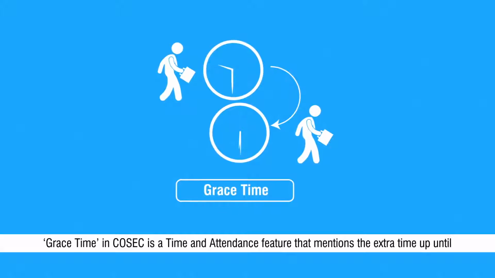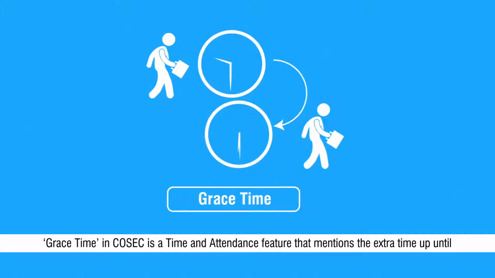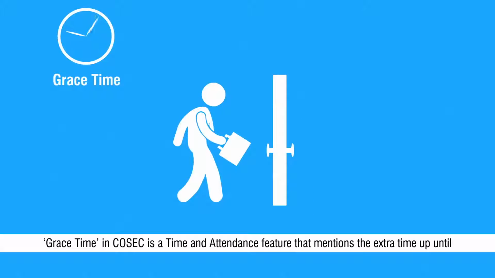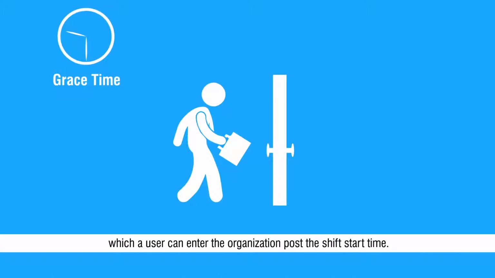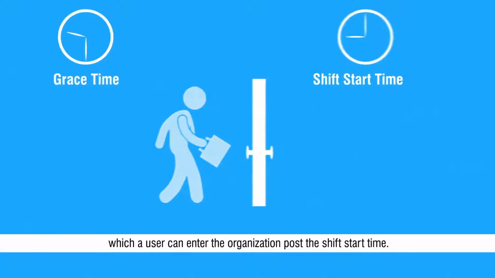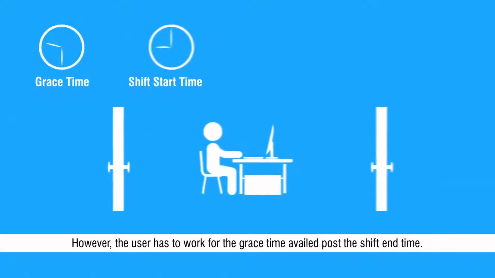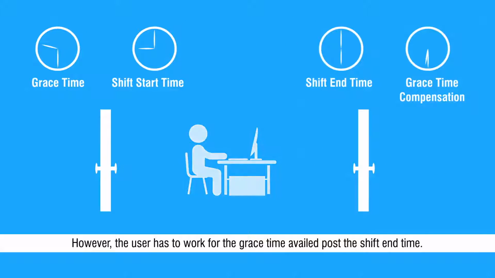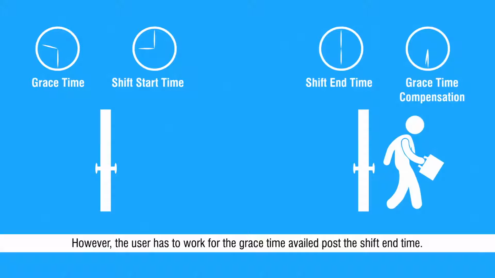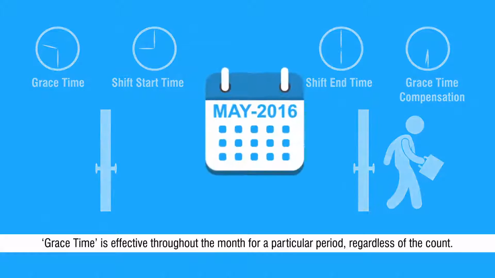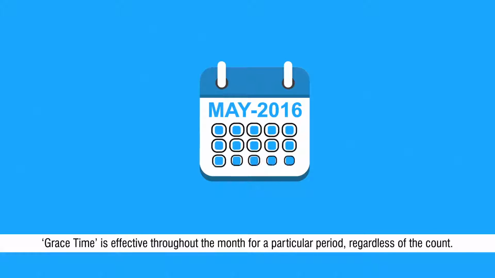Grace time in COSEC is a time and attendance feature that specifies the extra time up until which a user can enter the organization post the shift start time. However, the user has to work for the grace time availed post the shift end time. Grace time is effective throughout the month for a particular period regardless of the count.